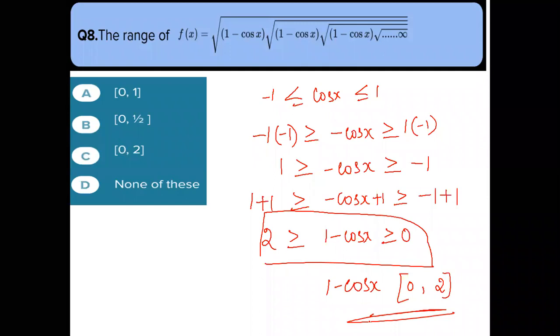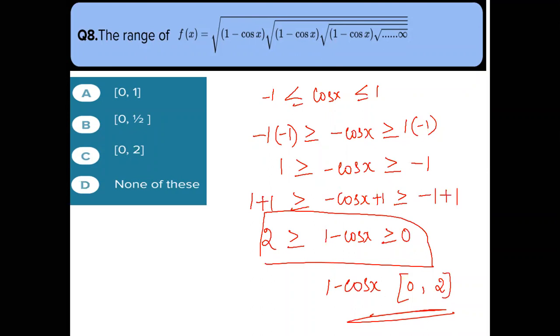So in each question, you learned how to reduce the given function. You learned about the GP series, correct? You learned about the GP series. You might have refreshed its formulas, and then we studied about the range of the trigonometric functions as well.